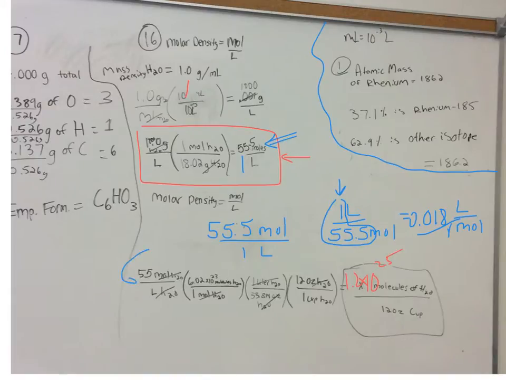And then just, to go back to what we had said, 55 moles per liter, and we can figure out if I had a 12-ounce cup, so we're basically multiplying 12 ounces and converting it, and you get 1.2 times 10 to the 25th molecules of H2O.